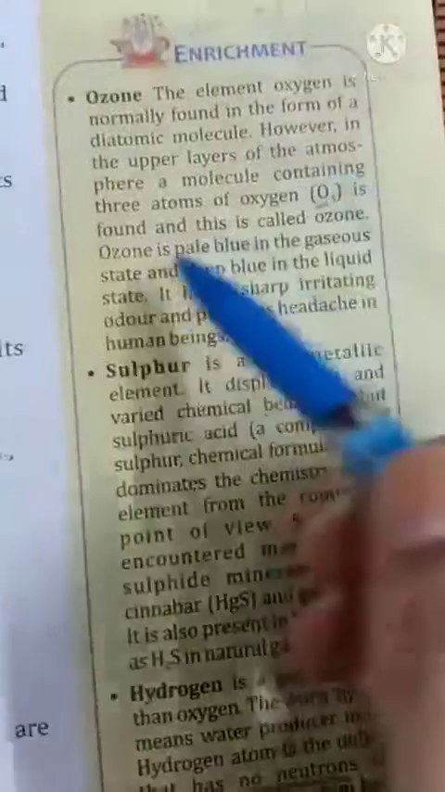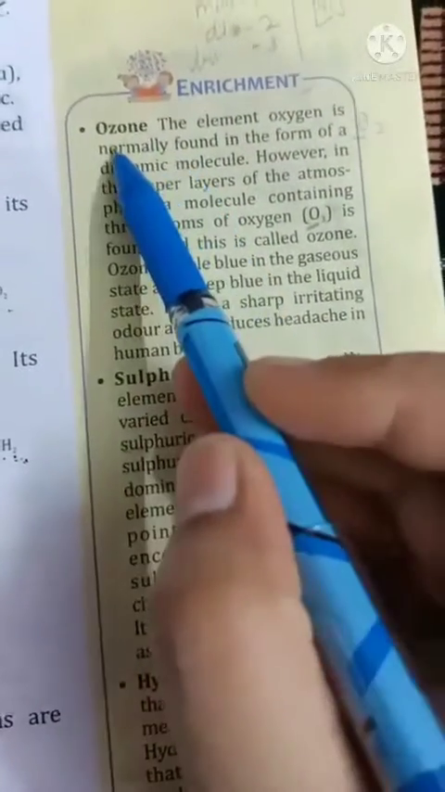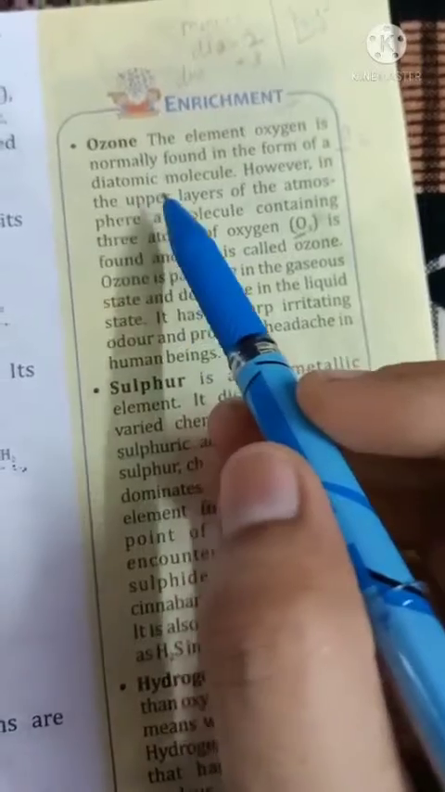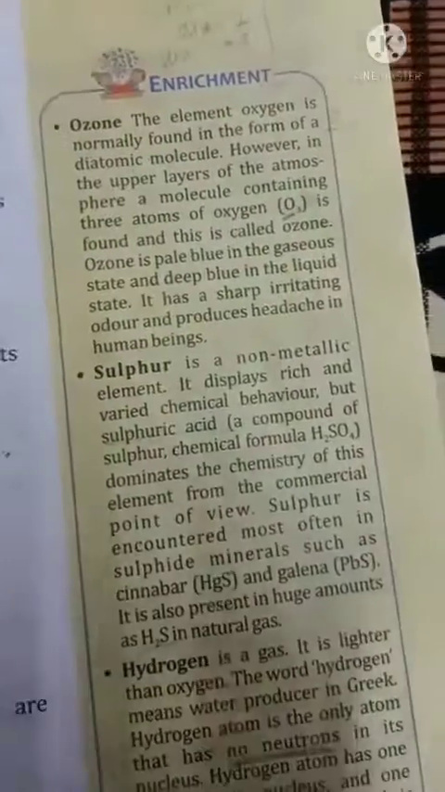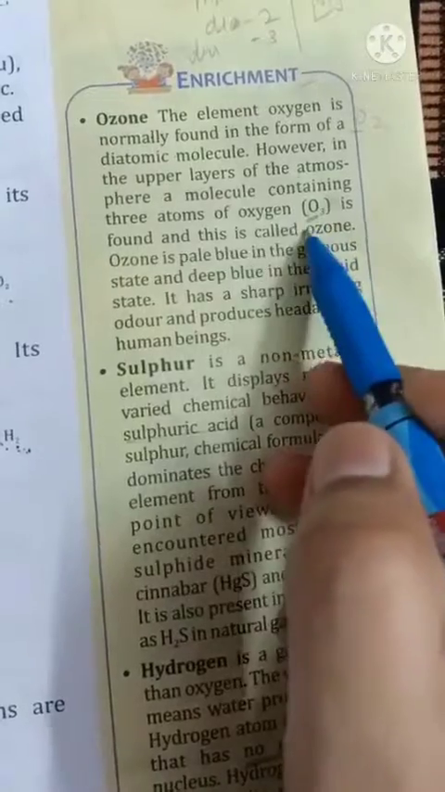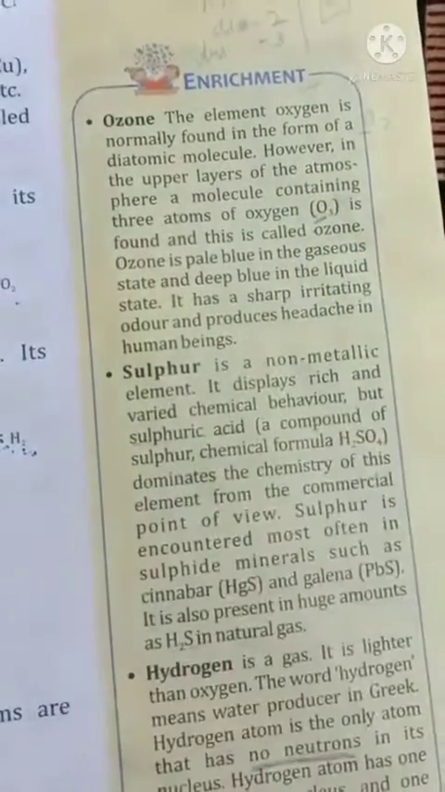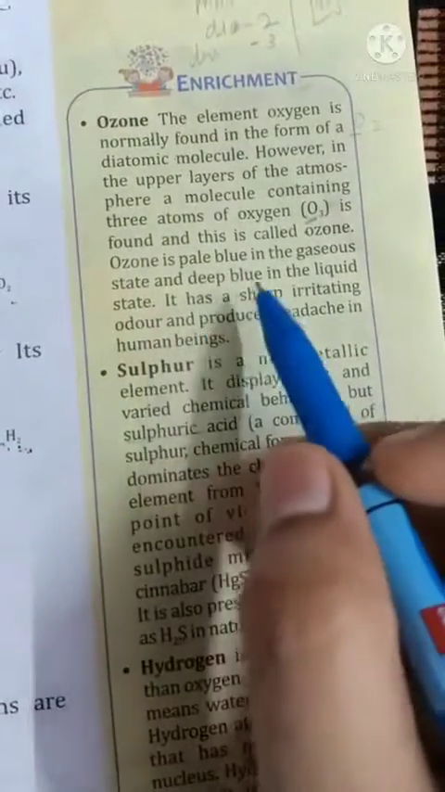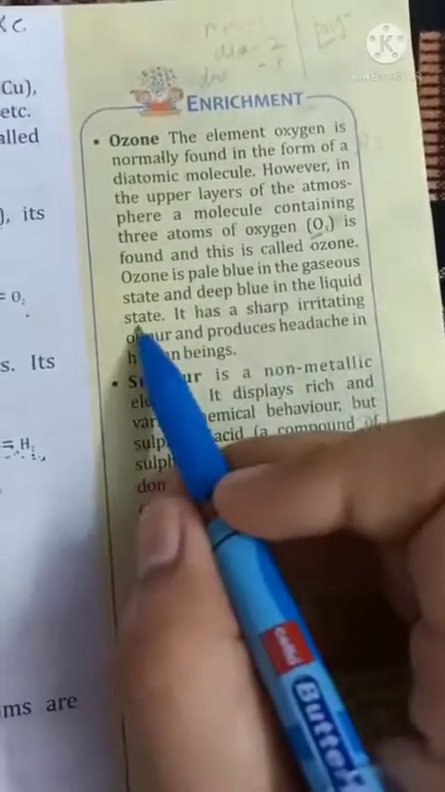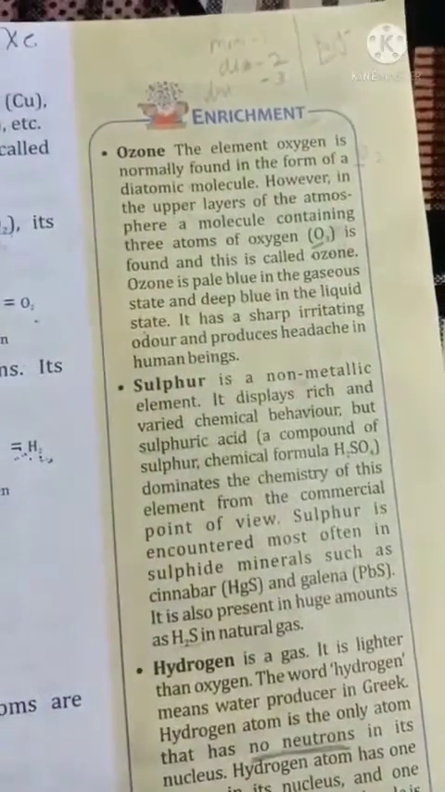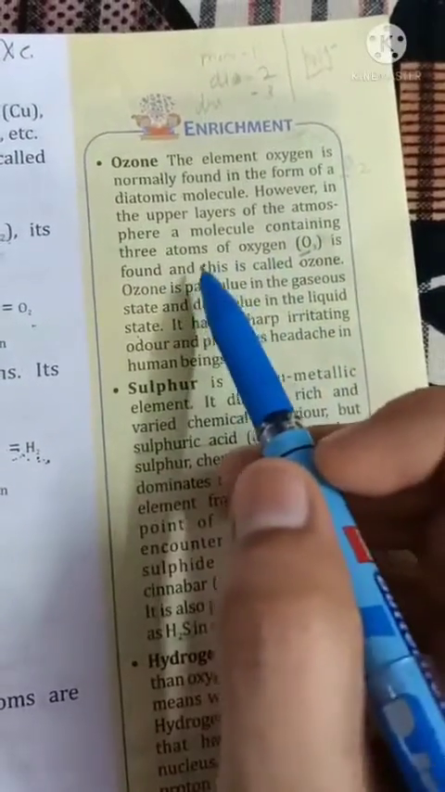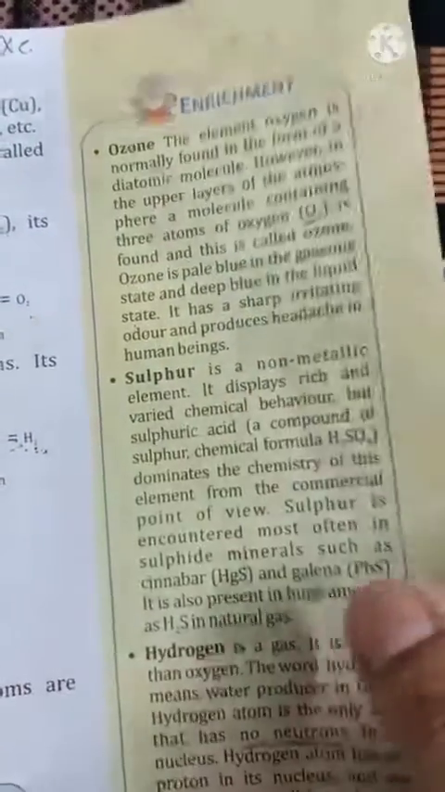Now we study a little about ozone. Ozone has the formula O3. Unlike the diatomic molecule O2, the oxygen gas we inhale, this ozone O3 is different from O2. Ozone is pale blue in the gaseous state and deep blue in the liquid state, and is present in the upper layer of the atmosphere and protects us from harmful ultraviolet radiations.